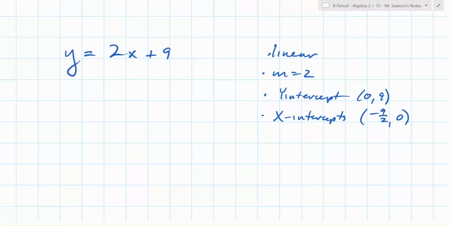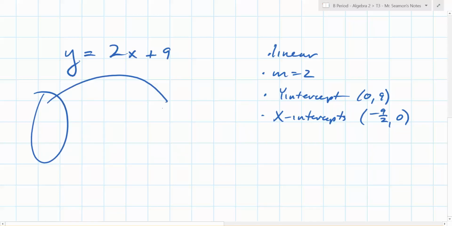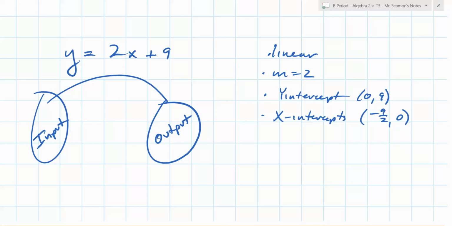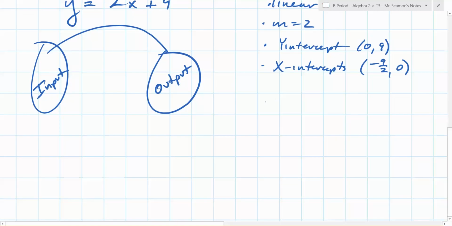If I want it to go in the other direction though, this function right here takes a bunch of input values and turns them into a bunch of output values. Let's say I gave you a bunch of output values, and I wanted to turn them back into input values. I would need to use the inverse function. You might have read about that in your notes, right? 10.1, wasn't that the homework last night? Something like that? 10.1 inverses?